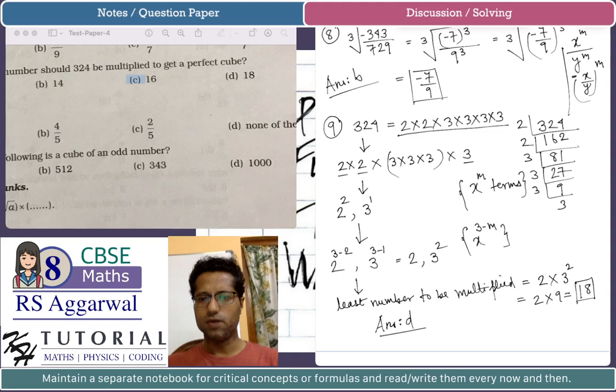Now from these 2 x to the power m terms we will create the corresponding x to the power 3 minus m terms. So from 2 square we get 2 to the power 3 minus 2, and from 3 we get 3 to the power 3 minus 2. So we get 2 and 3 square. So the final answer, the least number that needs to be multiplied with 324, will be the product of 2 and 3 square.